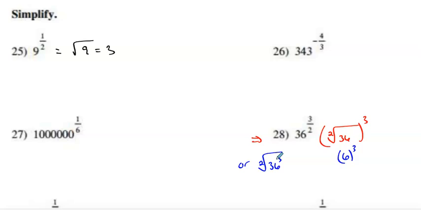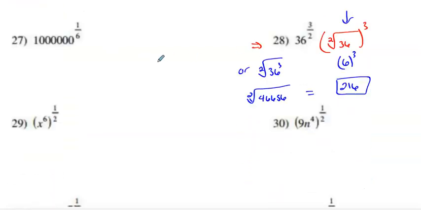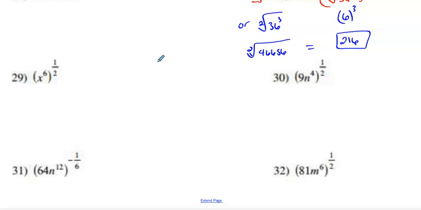But 36 to the third is the square root of 46656, which I don't know, but I guarantee it's going to be 6 to the third power, or 216. Alright, so obviously this way was a much better choice if I didn't have a calculator. Alright, and then watch your negative signs, but remember your negative exponents do not make your number negative, it just changes the position of it.